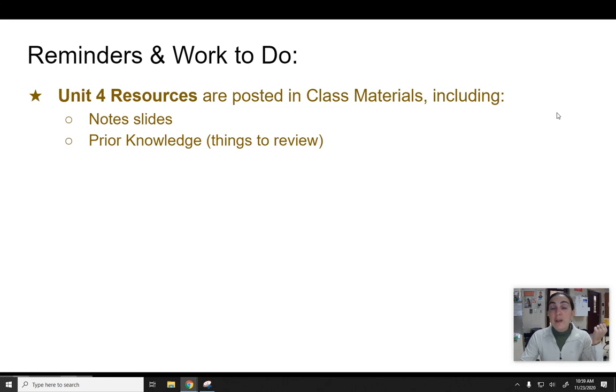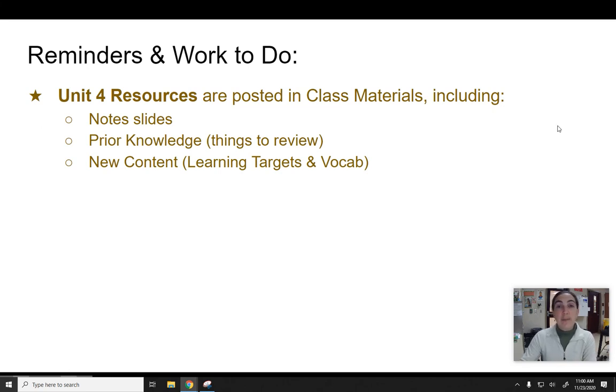There are also 2 documents in there. One of them is called Prior Knowledge for the unit. Those are things that you probably learned in 10th grade biology, but you might need to review. So you can take a look at that and see if there are things that you need to go back and study that I expect you to know already. And there's the new content, which includes the learning targets and the vocabulary. So as you're studying and reviewing, that's a good place to use as a checklist and see what things you understand and what things you might need to study more.